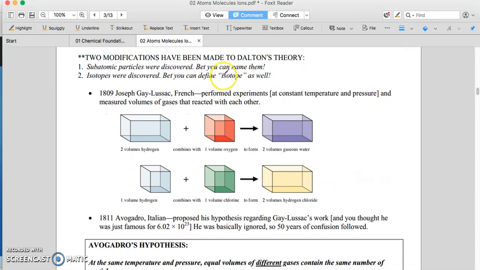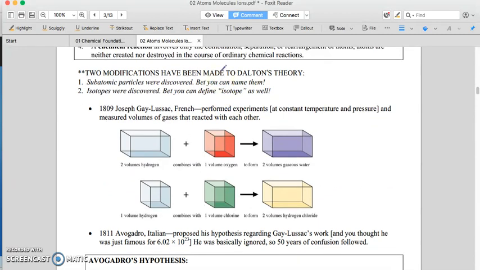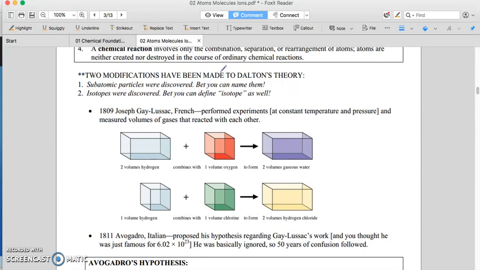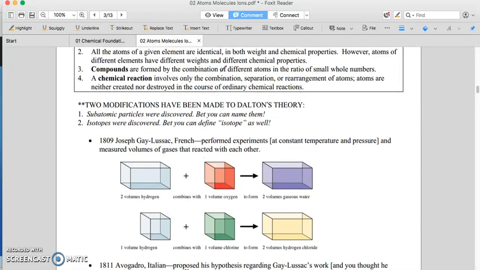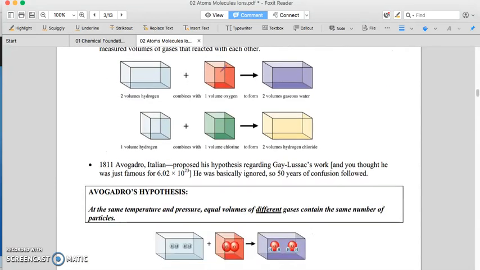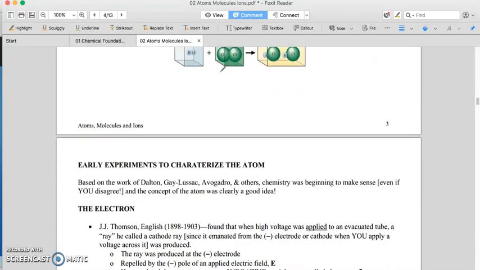So two big modifications. Subatomic particles have been discovered. You can probably name them. Proton, neutron, electron, and isotopes were discovered. So isotopes, remember, are elements that have differing numbers of neutrons. It causes you to have slightly heavier or slightly lighter elements. The protons have the same exact numbers. We're going to go over these more in the coming weeks.